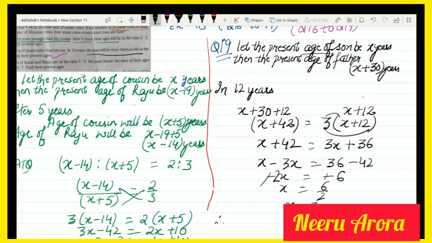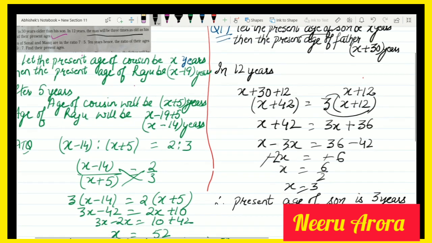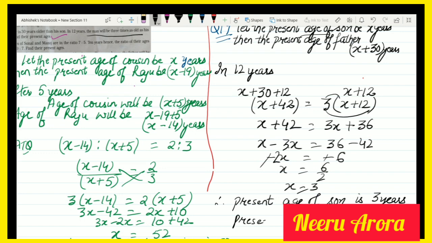So therefore the present age of the son is 3 years, and the present age of the father is x plus 30. So I will write 3 plus 30, that is 33 years. So I hope it is clear to you. Thank you.